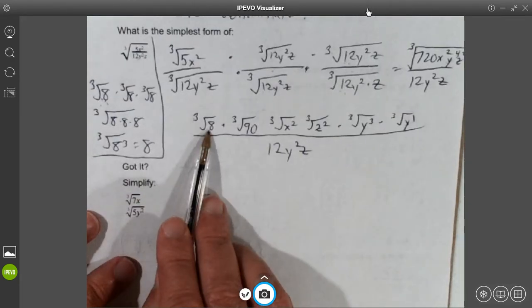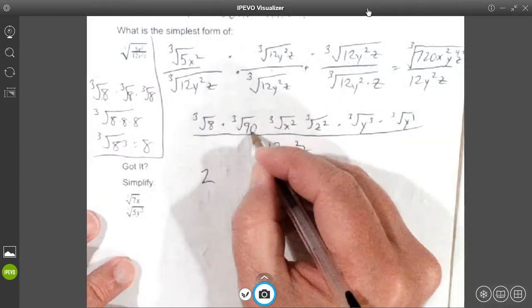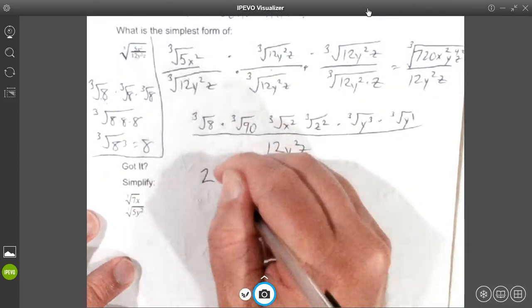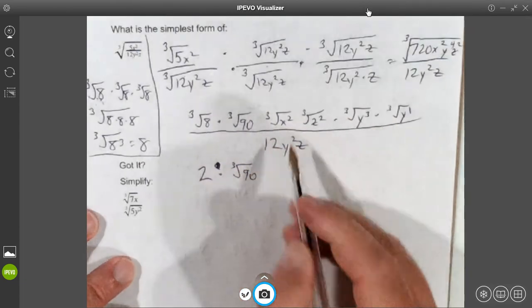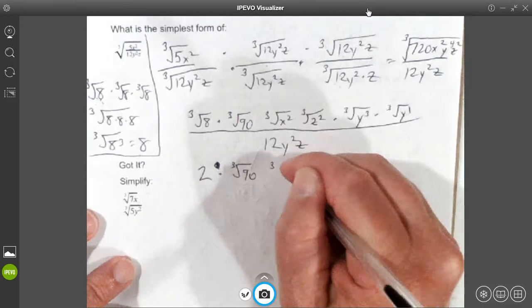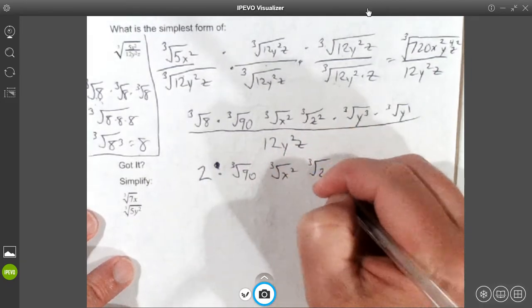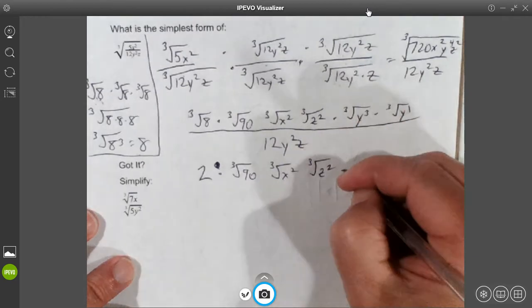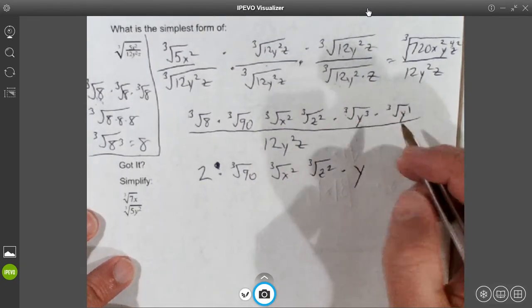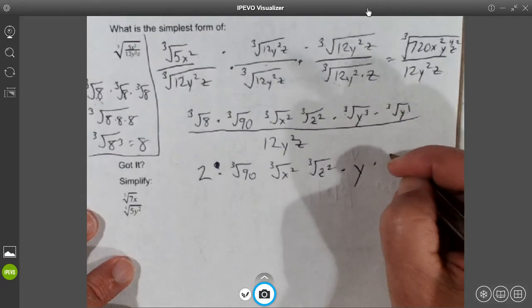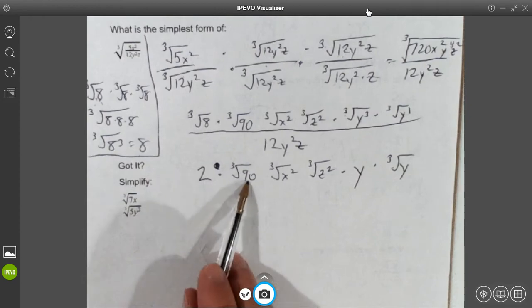So the cube root of 8 is 2. The cube root of 90 I can't do anything with, so I'm just going to leave that as the cube root of 90. The cube root of x squared, I already said I can't do anything with. The cube root of z squared, I can't do anything with. The cube root of y cubed is y. Don't need any absolute values because that's a perfect cube. And now I've got the cube root of y, which I can't do anything with, so that's the cube root of y.